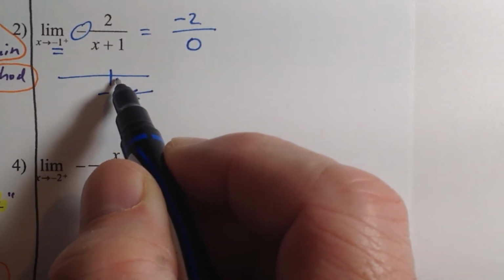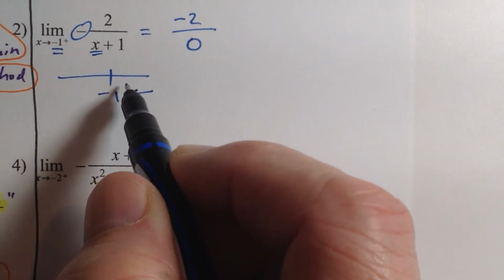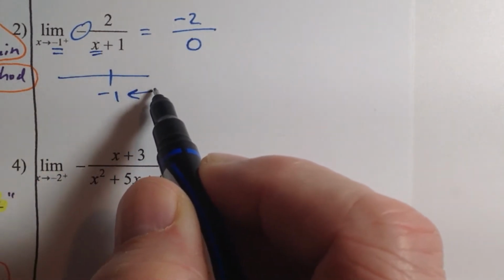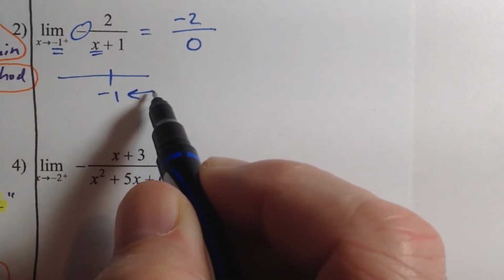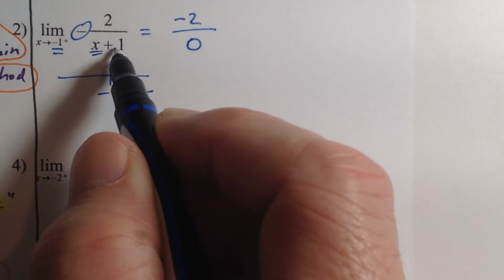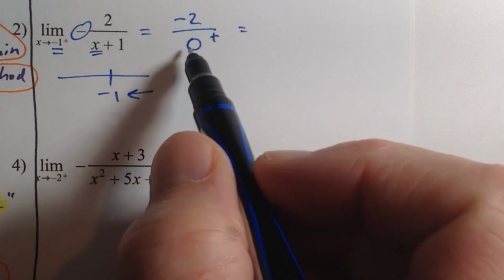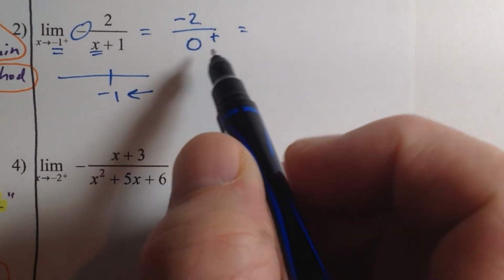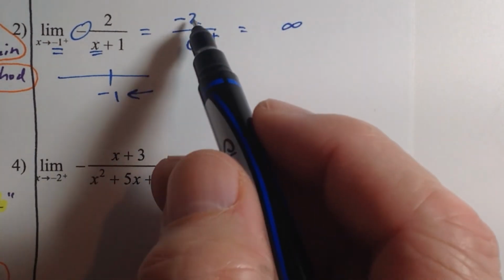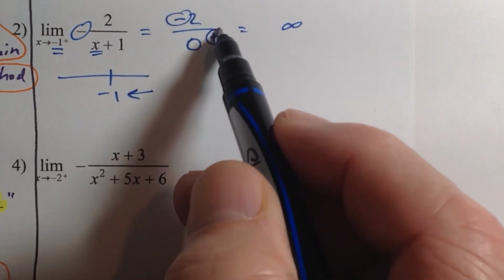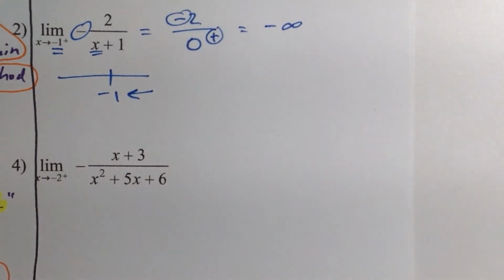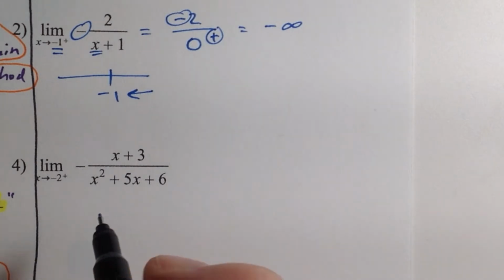-0.9, -0.99, and as you can see, when you replace x with something that is to the right or greater than -1, then you're going to get x plus 1 being a positive number. And we remember constant divided by 0 is going to be either positive or negative infinity, and see how the signs are different, so we get negative infinity. Alright, let's try the next one.